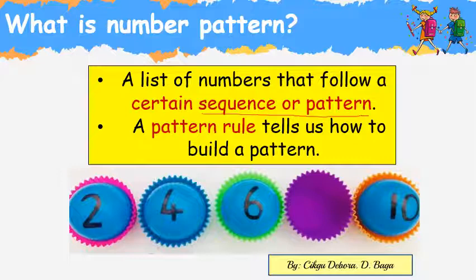For example, this number series is 2, 4, 6. As we can see here, the pattern is we need to plus 2, and then this one also plus 2. That means the next number here also you need to plus 2. So 6 plus 2 will be 8. This is an example of a simple number pattern.